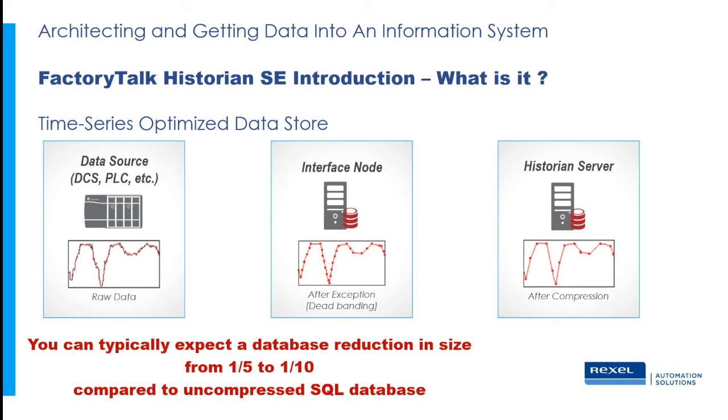So if it stays within that band, it logs all those points. But once it goes outside that band, it draws a straight line across and starts to reduce your database size. So that's the idea behind exception and compression filtering, how to optimize your database with Historian SE. You can typically expect a 1/5 to 1/10 reduction in size compared to a SQL database.